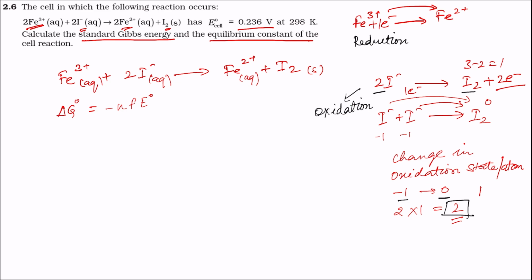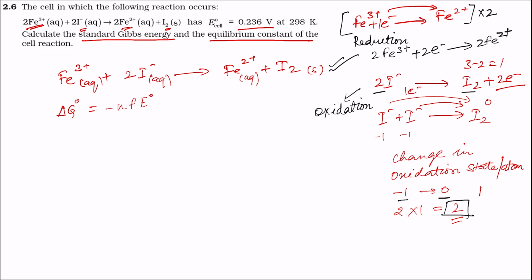Now on adding these two reactions, the redox reaction is obtained. This is the redox reaction obtained which is given in the question. But before adding these two reactions, the number of electrons lost should be equal to the number of electrons gained. So the number of electrons gained by Fe3+ ion is 1 electron and the number of electrons lost by 2 iodide ions is 2 electrons. To make the number of electrons equal, the reduction half reaction will be multiplied by 2. So this reaction becomes 2Fe3+ + 2 electrons forming 2Fe2+.